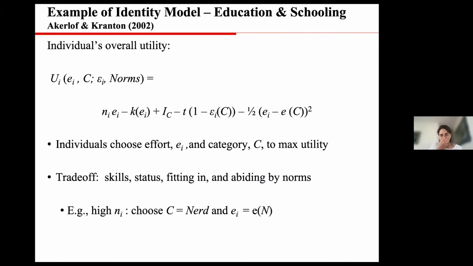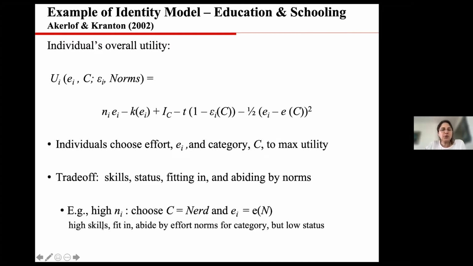So for example, suppose there's somebody who had a very high N_i and a low L_i. Okay, that kid's choice is easy. The kid is going to choose to be a nerd and is going to work hard and have a high effort level, close to the ideal effort level in school for a nerd. So this person has high skills, they're going to fit in, and they're going to abide by the norms for their category, but they're going to suffer lower social status.